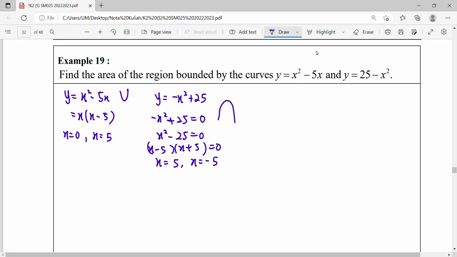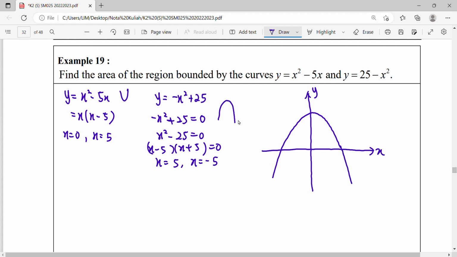Then we can draw the graph. Label your x-axis, label your y-axis. So I can draw this negative x squared plus 25. Roots at 5 and negative 5 mean it will be centered here, symmetric about the y-axis. Here, negative 5, here, 5. So label this y equals negative x squared plus 25.